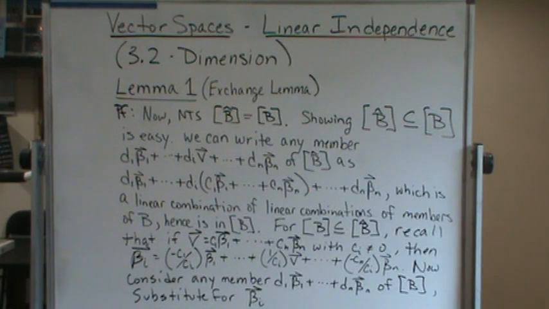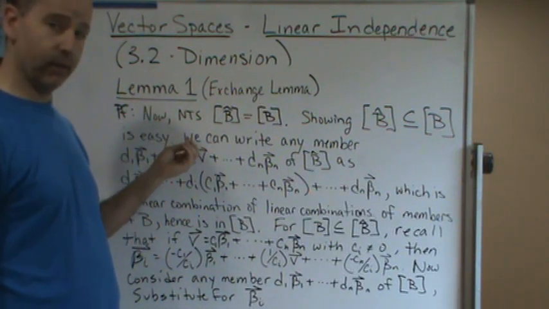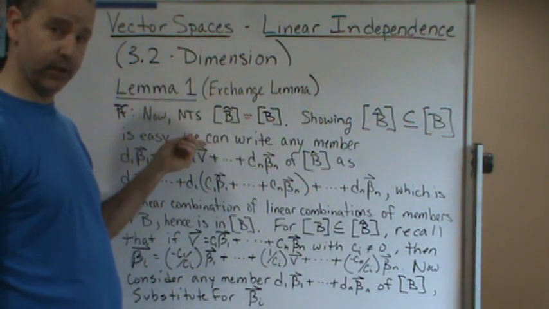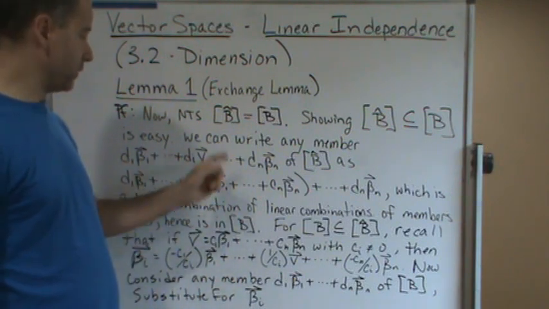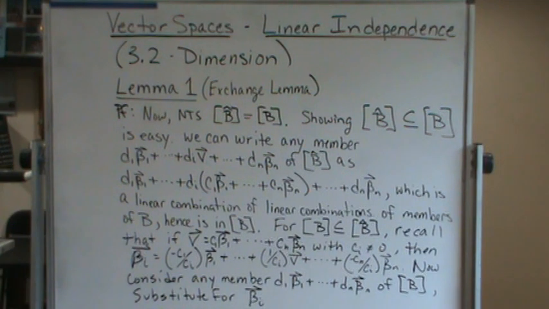So we just proved the two things we needed to prove. We needed to prove that B hat was linearly independent, which we did in the last video, and now we just proved that the span of B hat is equal to the span of B, and that's all we needed to prove the lemma.